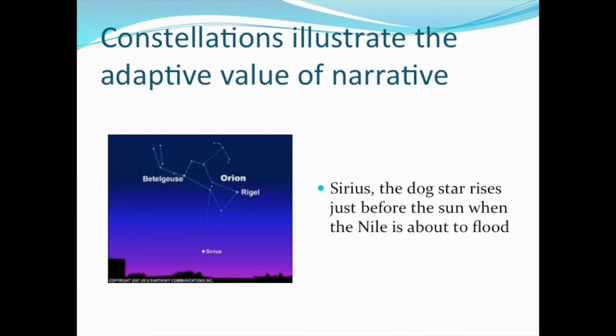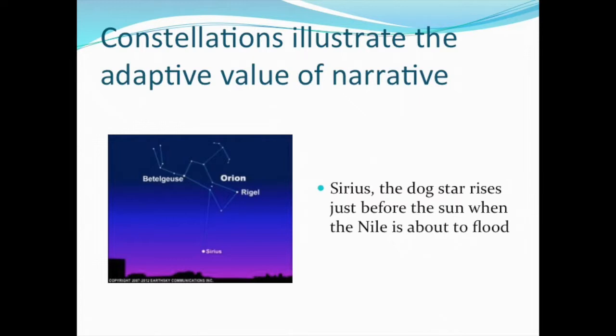Sirius star was created. Stories and pictures have been placed in the sky to help monitor time, but to help track when the Nile is about to flood. So this is quite fascinating, and it illustrates a really adaptive function of narrative, which is to record regularities and to monitor regularities in the world as we know it.